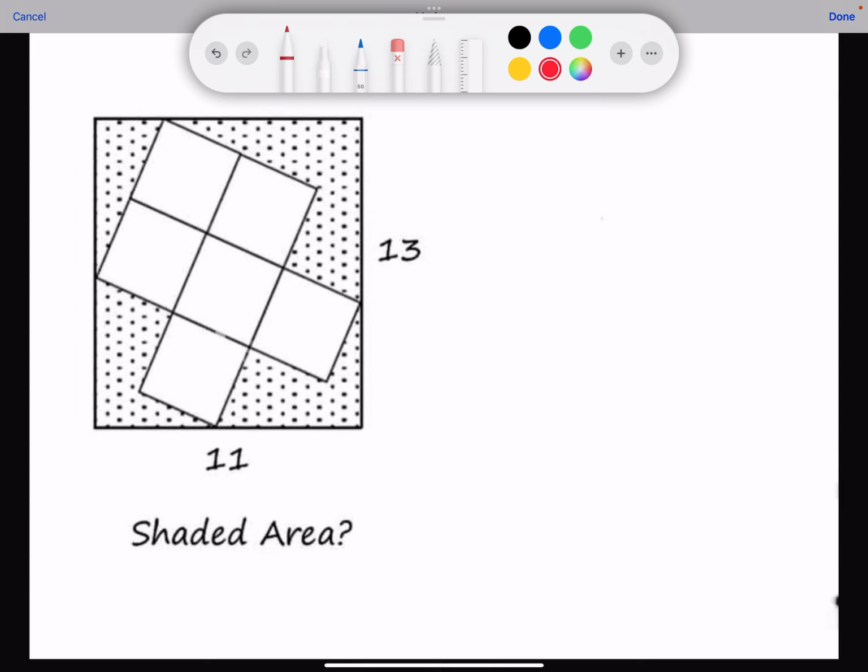In this video, I'm going to teach you how to solve for the shaded area in this figure. So we have here a rectangle whose side lengths are 11 and 13. And we have 6 squares that are drawn inside the rectangle and that touch the sides of the rectangle in the way that is shown here. So the question is to solve for the shaded area.